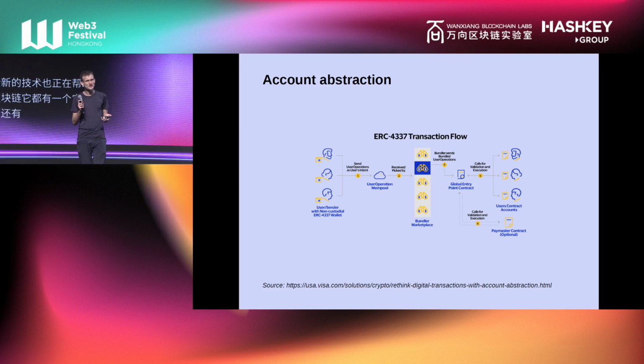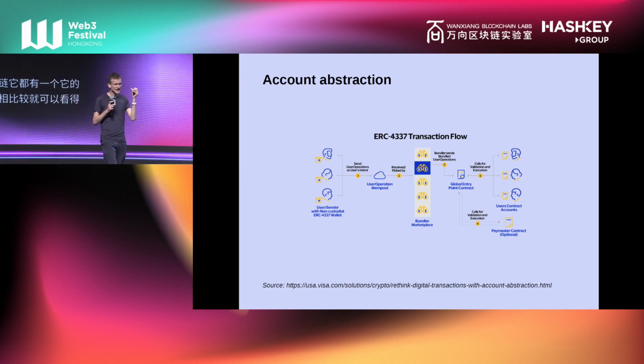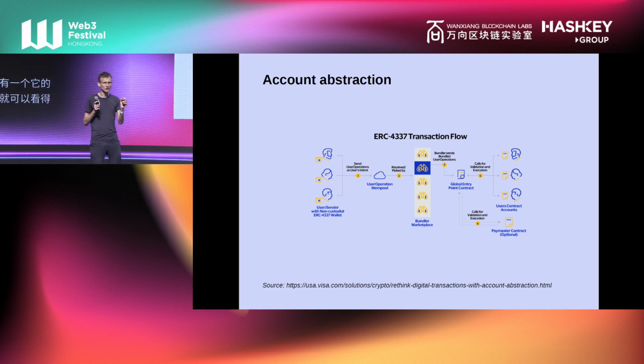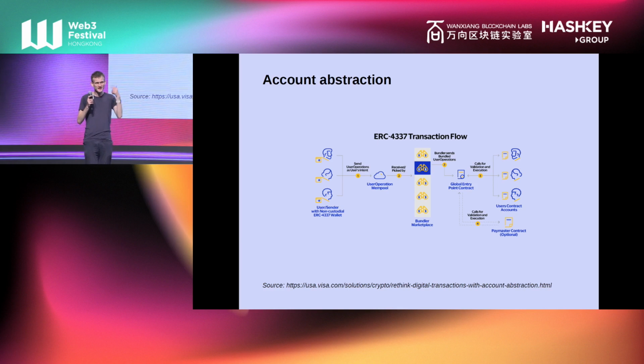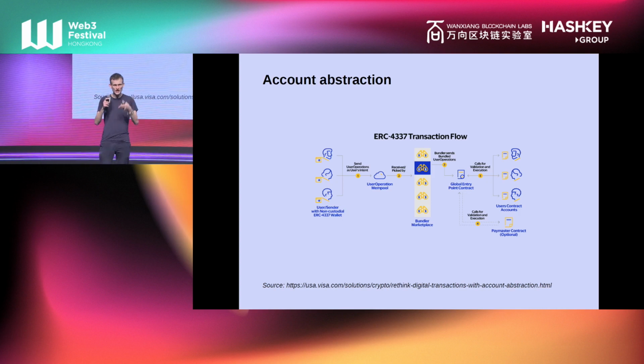Account abstraction basically says instead of just having accounts that are controlled by one single private key, where if you lose that private key, your account is gone. If someone else gets that private key, they can steal all of your assets. You have no way to change the private key. You have no way to change the algorithm.